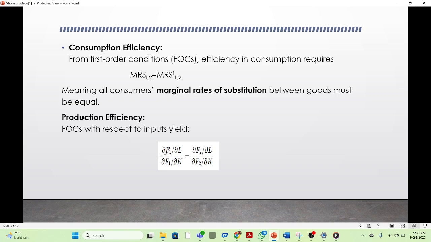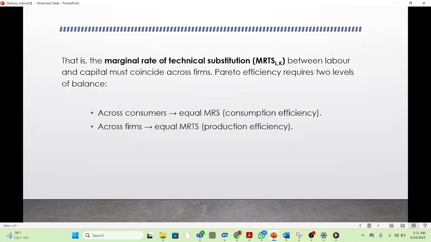MRTS: del F1 by del L over del F1 by del K equals del F2 by del L over del F2 by del K, that is, firm 1's labor over capital equals firm 2's. Mathematically, the condition for Pareto efficiency in a production economy: resource constraints Lx plus Ly equals L bar, Kx plus Ky equals K bar.